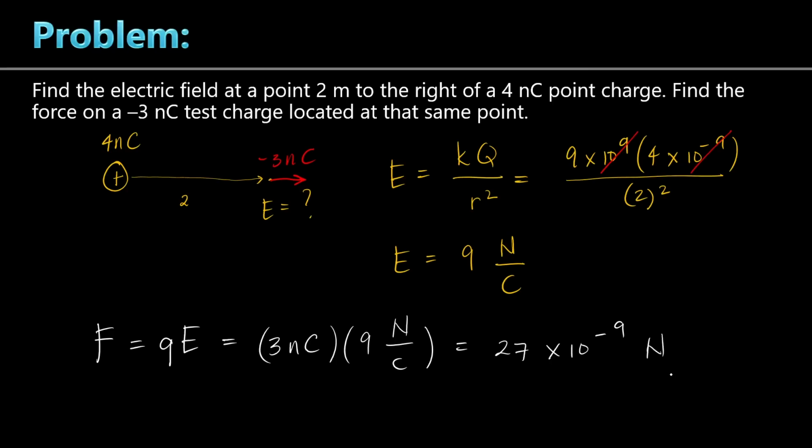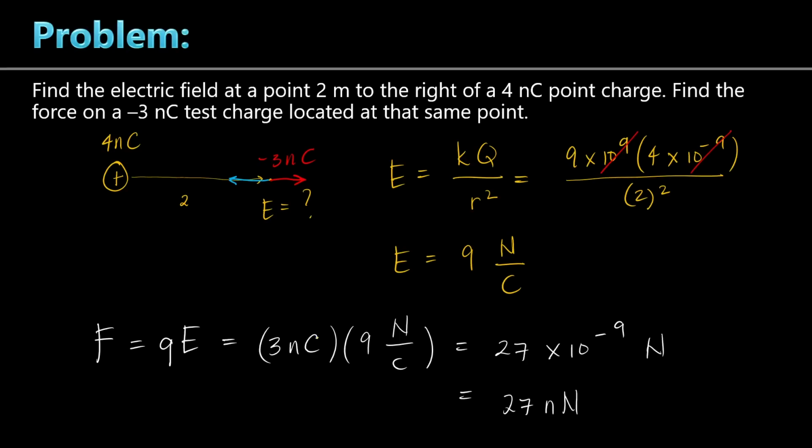Bakit? Kasi nga force yan. So, ang unit niyan, newtons. Or pwede na lang nating sabihin na 27 nanonewtons. Okay? So, yan ang magnitude ng force na nararamdaman ng negative 3 nanocoulombs. Pero, pasaan ang direction ng force? Remember, if this charge is negative, it always experiences a force opposite that of the field. Kaya ito yung direction ng force na nararamdaman niya. Opposite. Again, bakit opposite? Kasi siya ay isang negative na test charge.